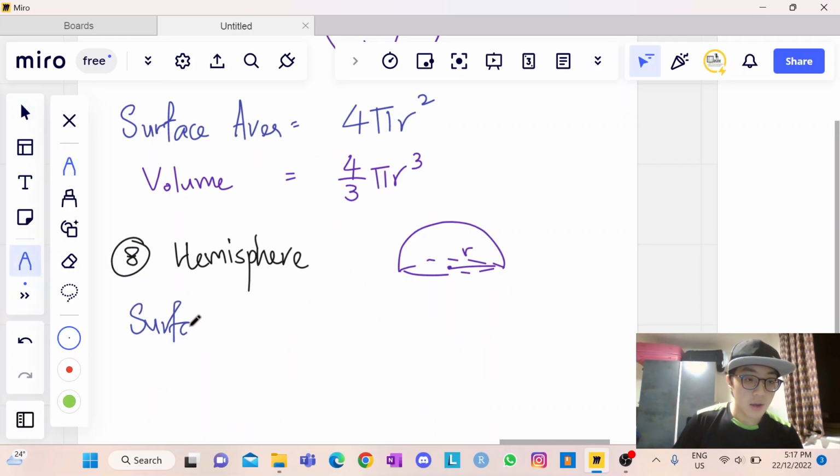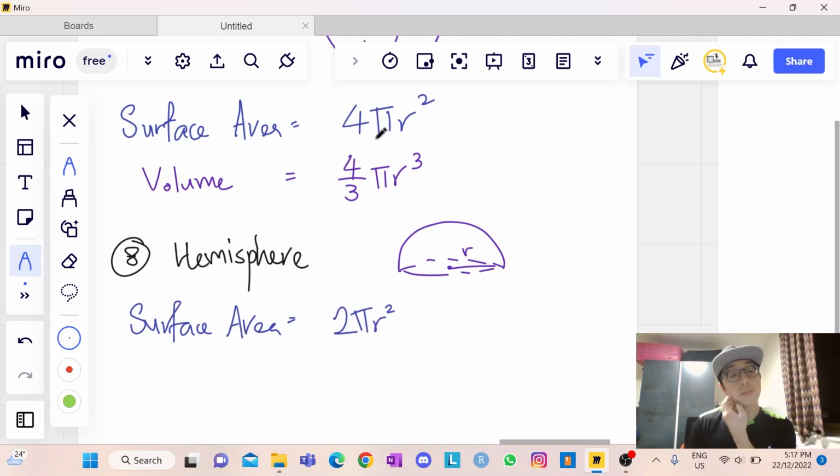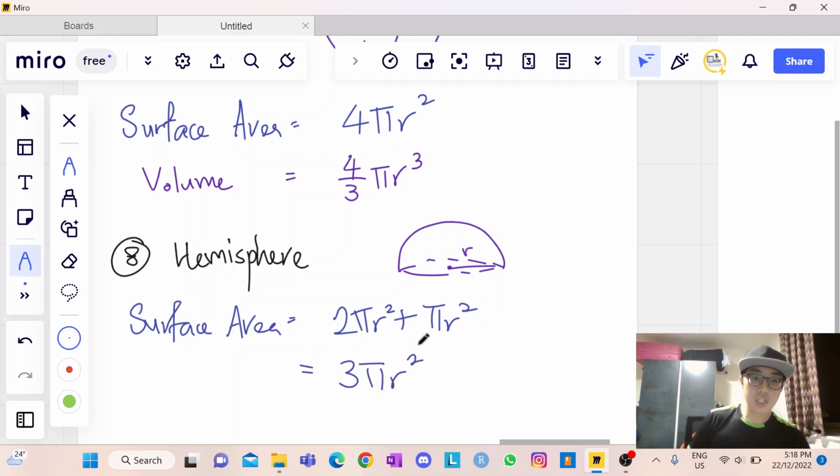Surface area will be equals to the 2 pi r squared because you divide this 4 pi r squared by half. But now you have another surface at the bottom, right? So this is something that a lot of people will forget. And this is actually a circle, so it's plus pi r squared, which gives you 3 pi r squared. So this is the surface area of a hemisphere, and you need to take note of that because a lot of people will just write 2 pi r squared, and that's wrong.